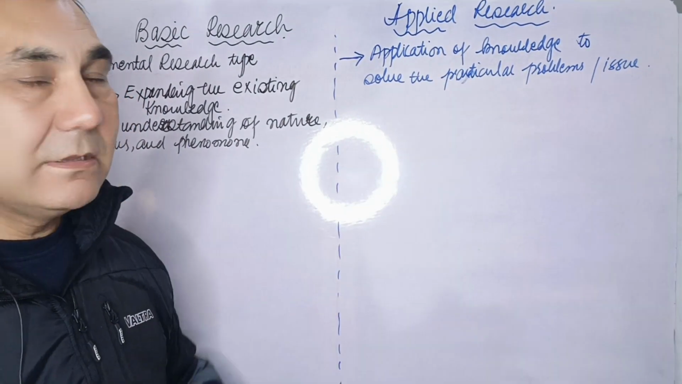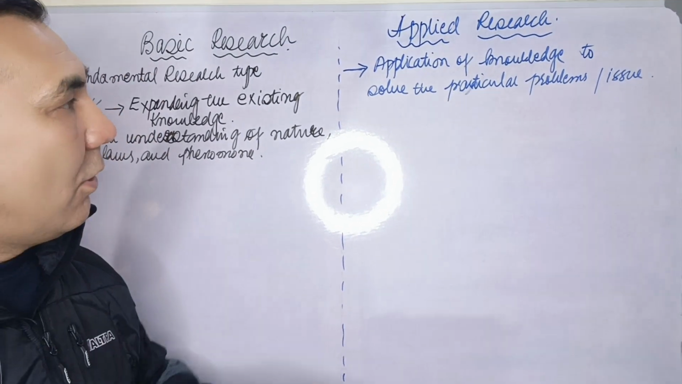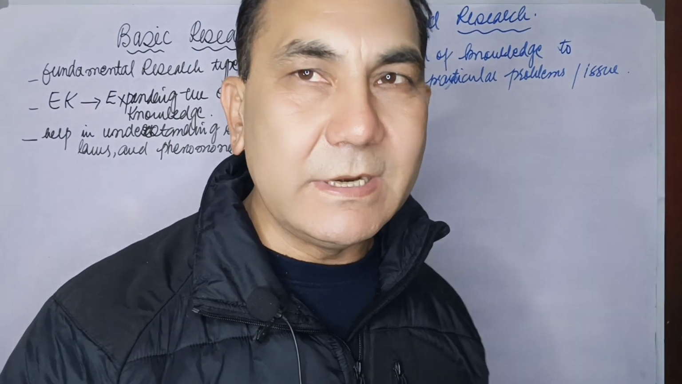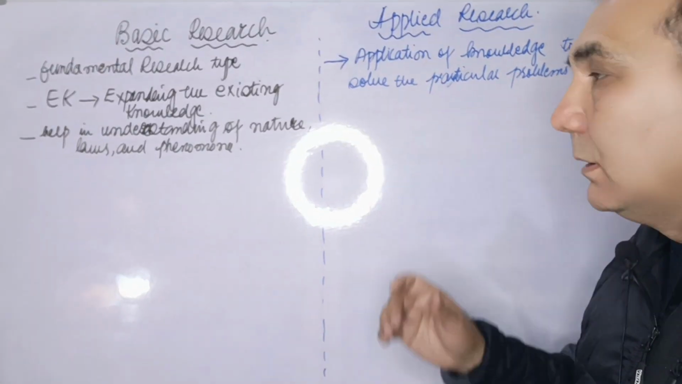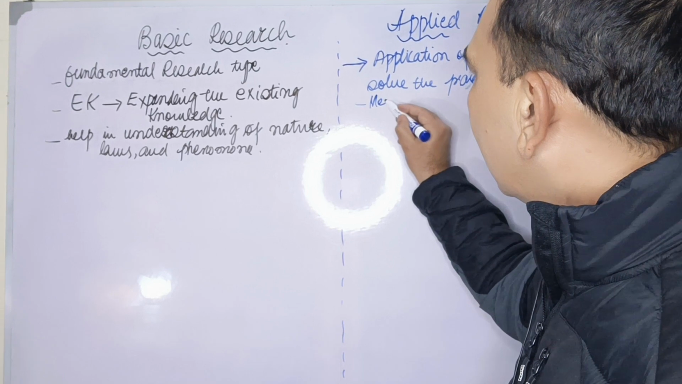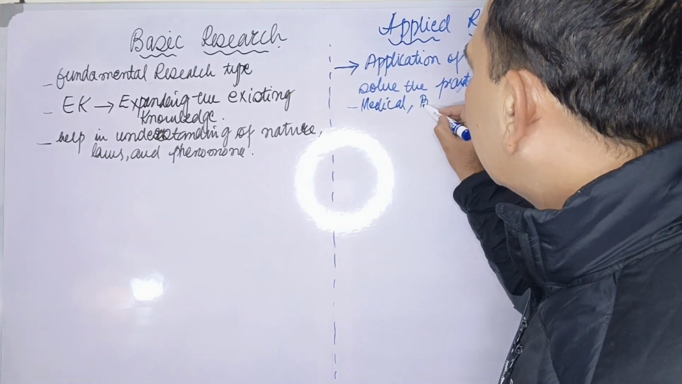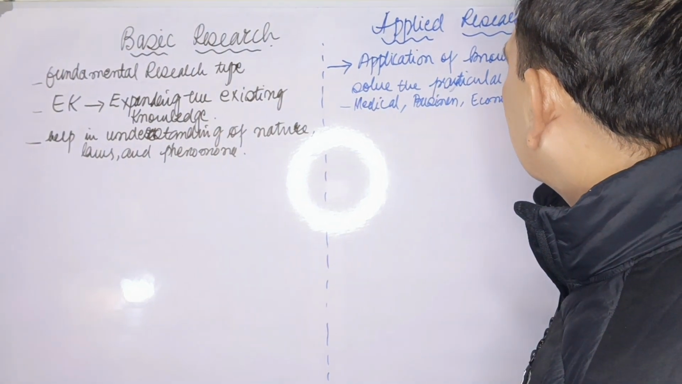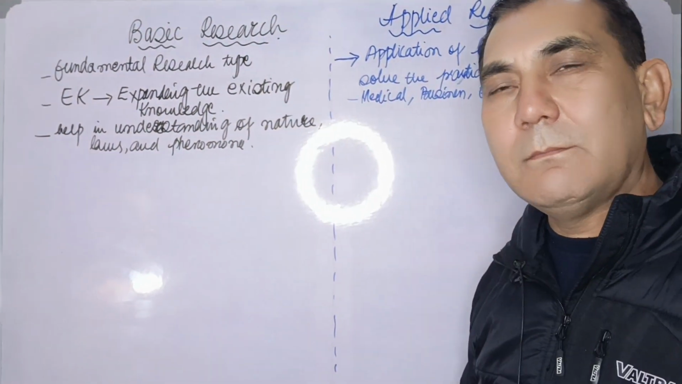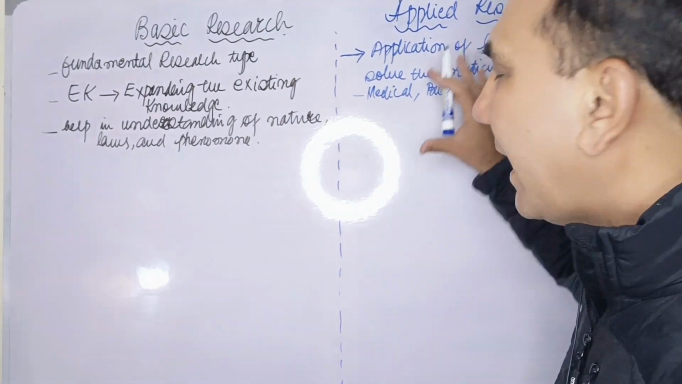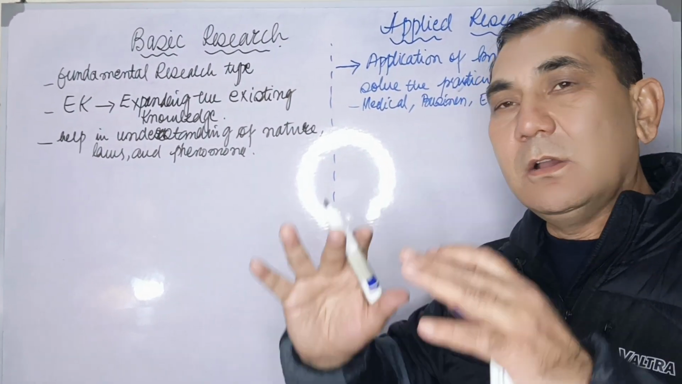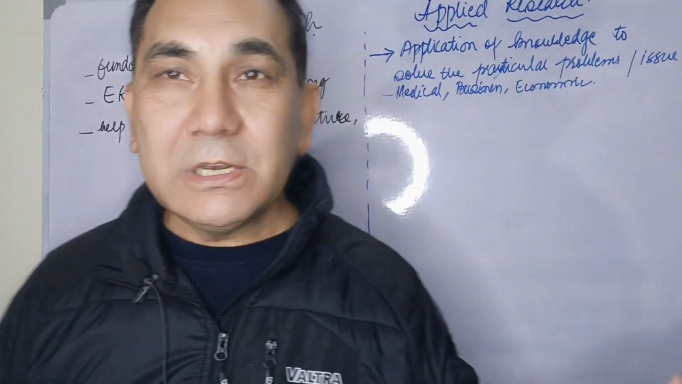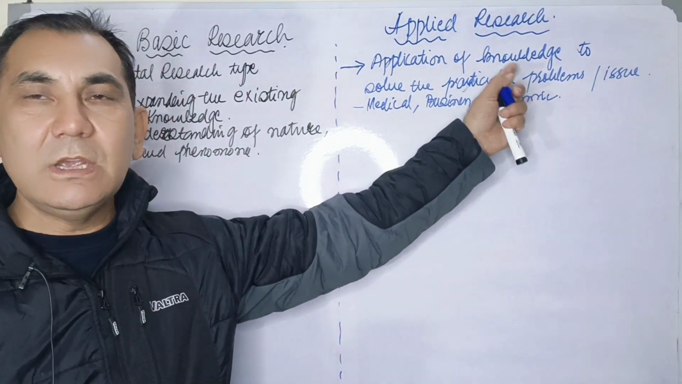This practical application of knowledge to solve problems may be in the field of medical, business, or economics. Applied research is mostly used in different disciplines to practically solve problems and to answer questions.